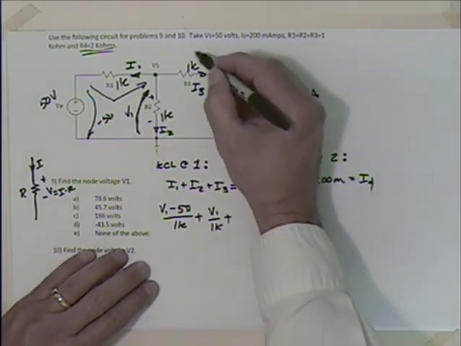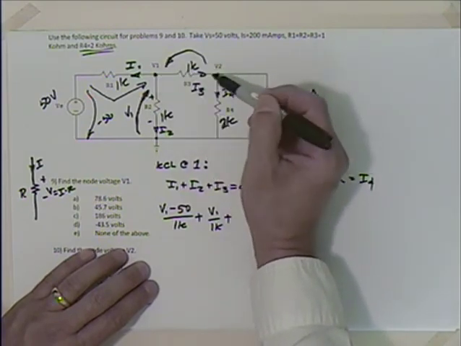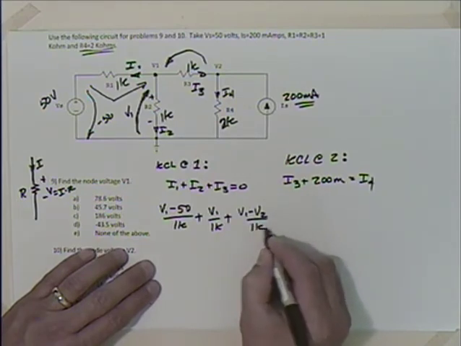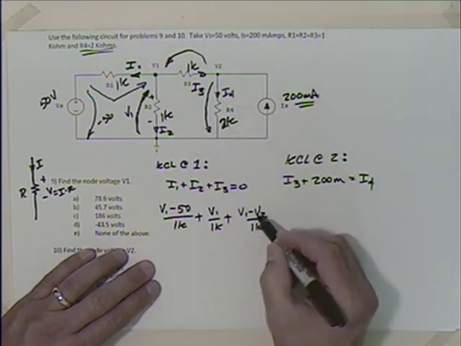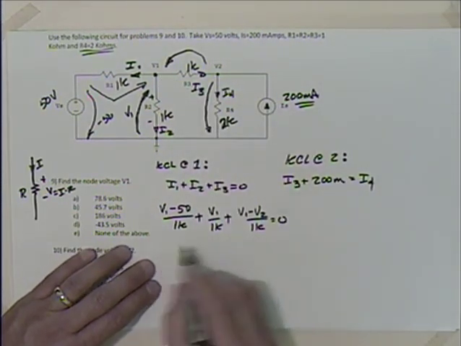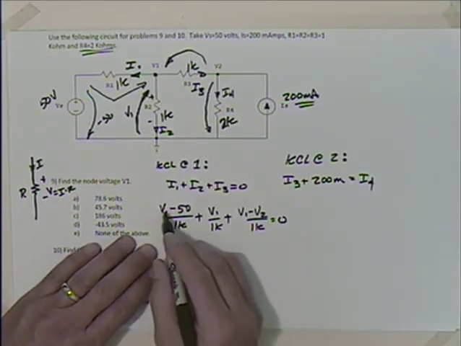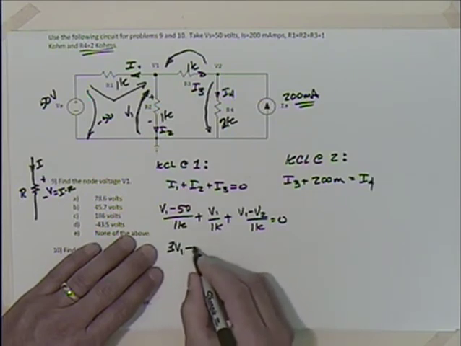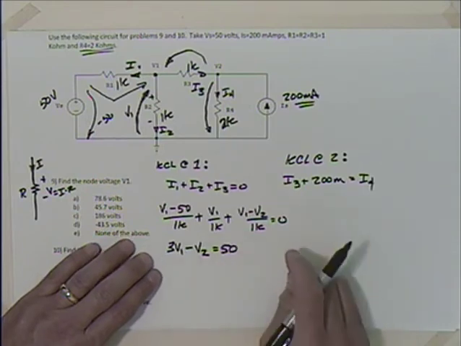Then I3. What do I do? I take the head, V1, and subtract the tail, V1 minus V2, divided by 1K. Or you could say you go down there, which is minus V2, and back up there, which is V1. It's equal to 0. I multiply that whole thing by 1K, so I have 3V1 minus V2 is equal to 50. Is that right?